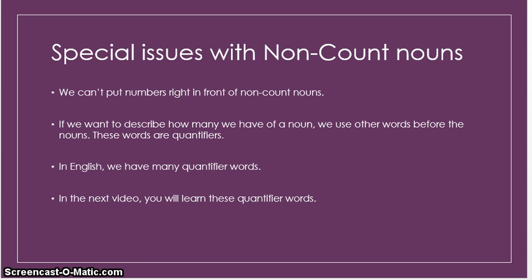There are other special issues with non-count nouns. So we know that we can't put numbers right in front of non-count nouns. But if we want to describe how many we have of a noun, we can use other words before non-count nouns. These words are called quantifiers. In English, we have many quantifier words, and in the next video, you will learn these quantifier words.